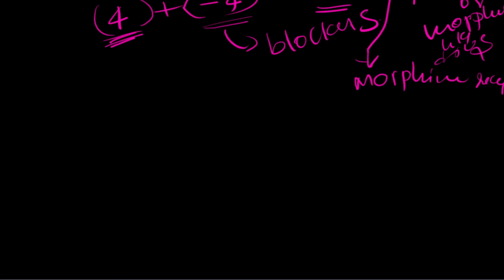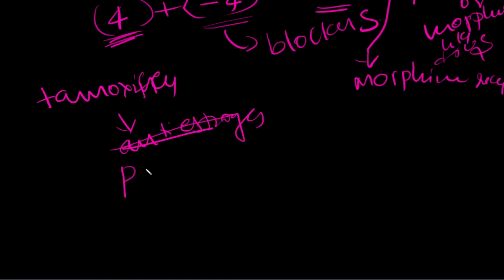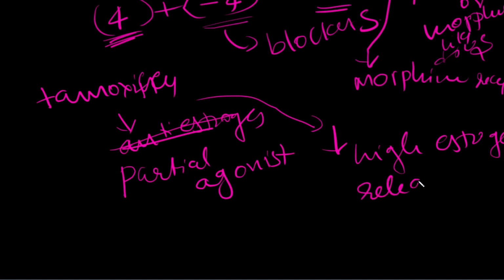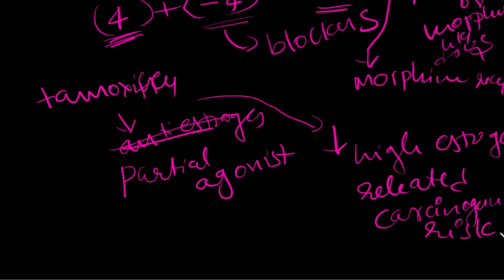Similarly, tamoxifen. Tamoxifen is an anti-estrogen, or rather, I would say it's only a partial agonist of estrogen receptors. So it lowers the breast cancer risk in women with high estrogen-related carcinogenic risk. This chemical tamoxifen, which is only a partial agonist rather than a full agonist like estrogen, decreases the breast cancer risk.